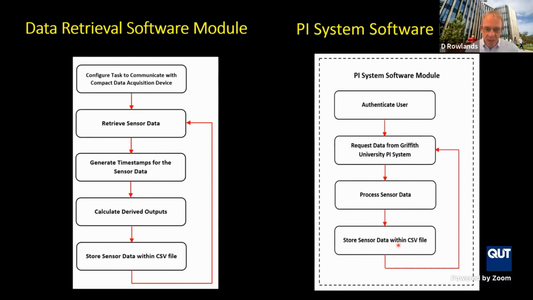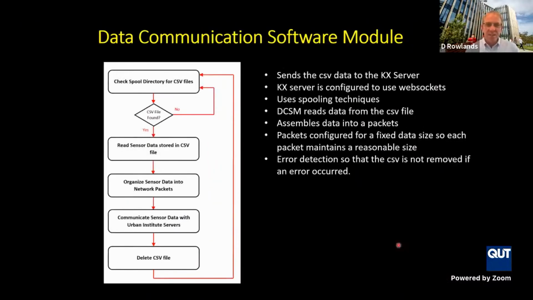If there's something in there, then the thread or the process will pick that up and act upon it and send the data accordingly. So that's where the data communication module comes in, checks the spool directory. If it doesn't find anything, it keeps checking. Mind you, we don't do that on a continual basis because that would load the system right down. We check on a regular basis.